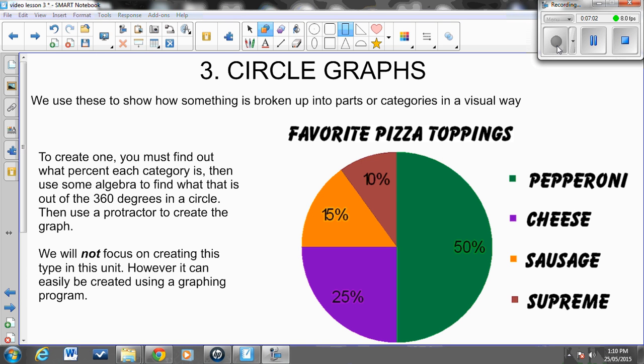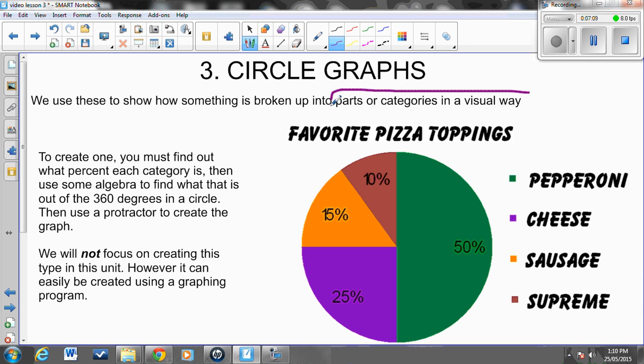The last type of graph is a circle graph or a pie chart, and usually this is used when we want to display things in a more visual way and we want to break it into its parts. So we can clearly see very quickly from this graph, even if the numbers weren't on here, that the majority of people's favorite pizza topping is pepperoni, and then cheese, and so on and so on.